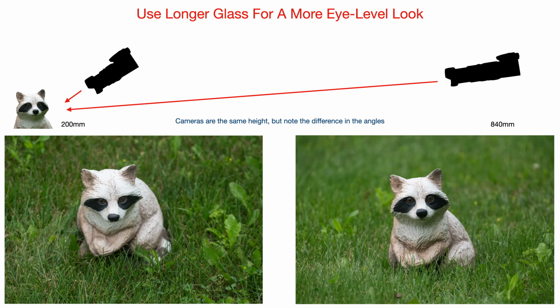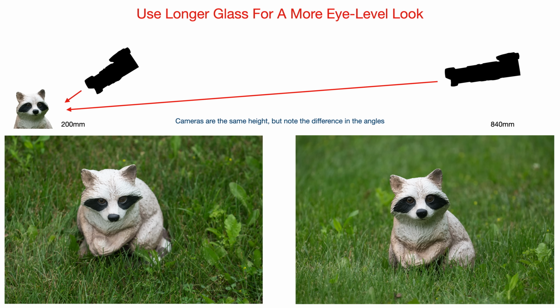Number one: use longer glass. This is my go-to when I can't get as low as I want. Whenever we point our lens at a subject, we create a line between our lens and our target. If you're trying to get an eye-level look to your shot, getting back and using a longer lens can help. For instance, take a look at these two illustrations.